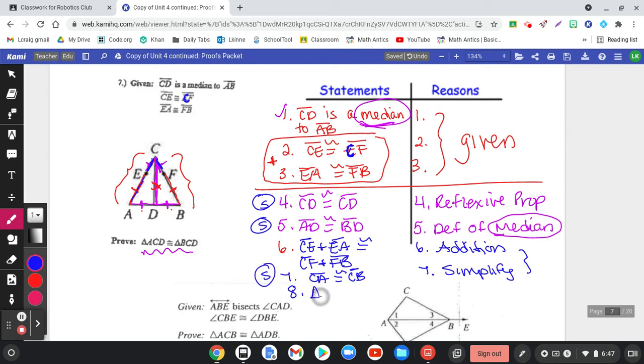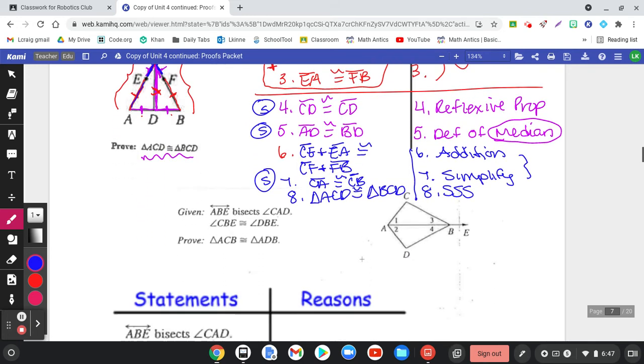So triangle ACD is congruent to triangle BCD. And the reason, side, side, side of one triangle is congruent to side, side, side of the other.